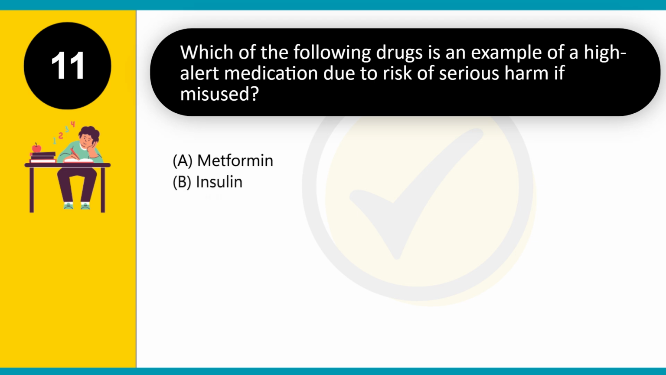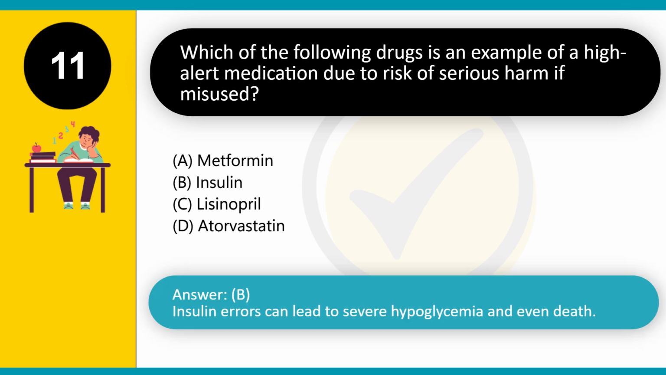Which of the following drugs is an example of a high-alert medication due to risk of serious harm if misused? A. Metformin. B. Insulin. C. Lisinopril. D. Atorvastatin. Answer, B. Insulin errors can lead to severe hypoglycemia and even death.